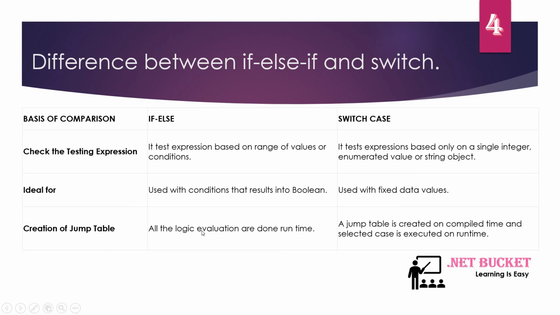And creation of a jump table. As I mentioned, in an if else statement, all the logic evaluation is done at runtime. That means all the if else statements will be evaluated to decide which block to be executed, right? But that is not the case in switch case. It will simply use a jump table which will be created during compile time, and the selected case is executed during runtime, just by looking at that jump table to determine which block to execute.